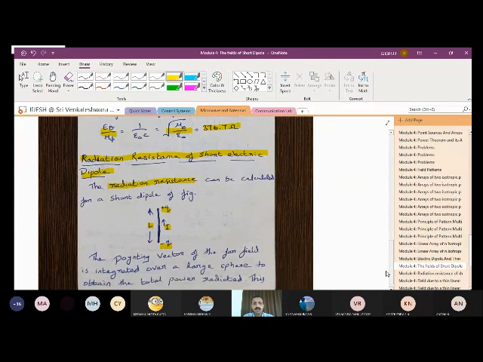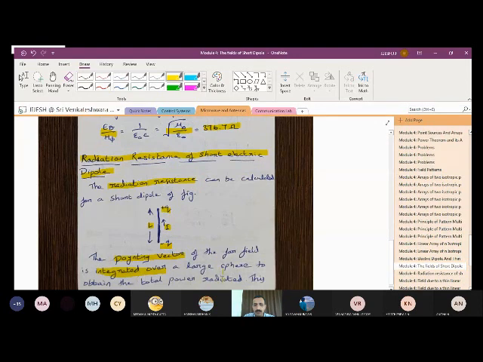So the radiation resistance can be calculated for a short dipole. We can see that the current is considered and the charges are taken, and you have a length of L. The Poynting vector of the far field is integrated over a large space to obtain the total power radiated.